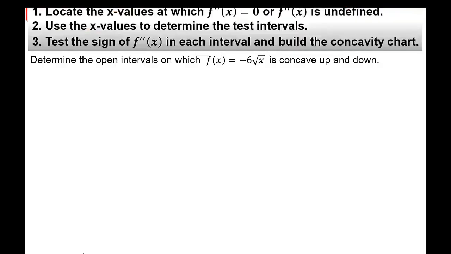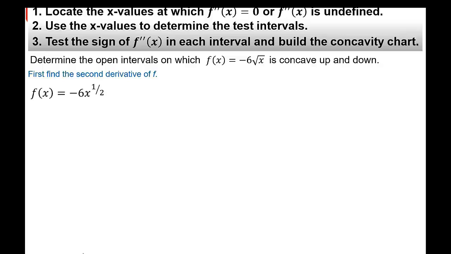Our guidelines are the same as for the other problems. We want to find the x values in which the second derivative is 0 or undefined, use those x values to determine the test intervals, and then test the sign of the second derivative in each interval and build the concavity chart. And from that, we can read our concavity intervals. So the first thing we want to do is find the second derivative so that we can actually apply those guidelines.